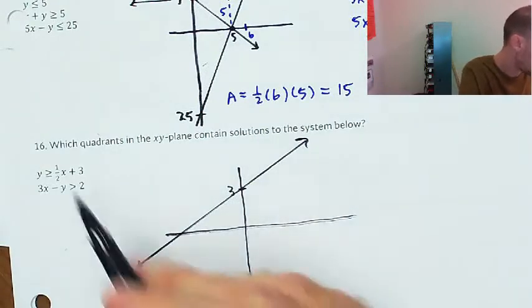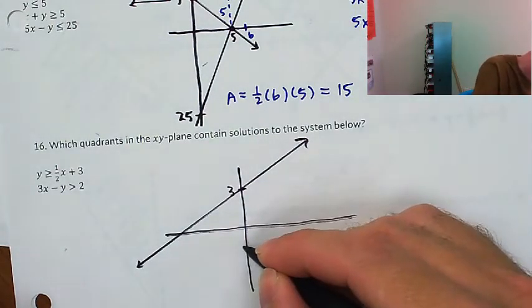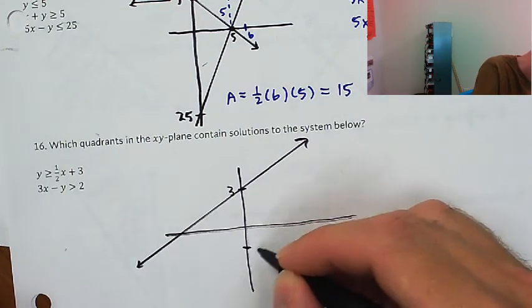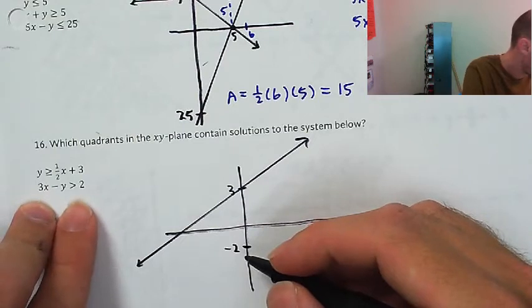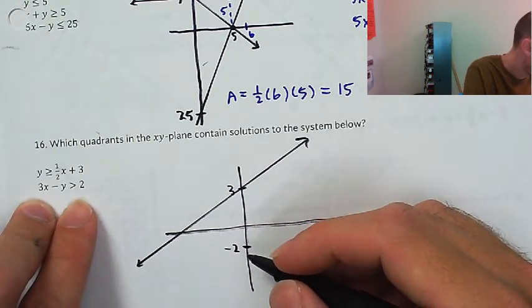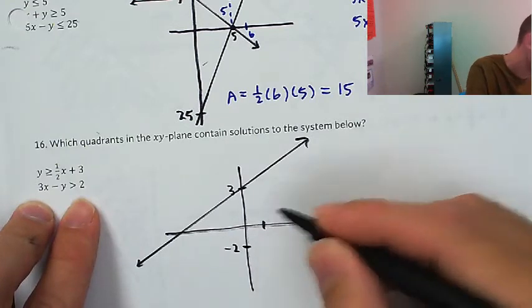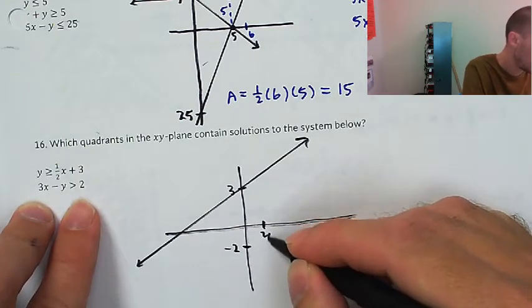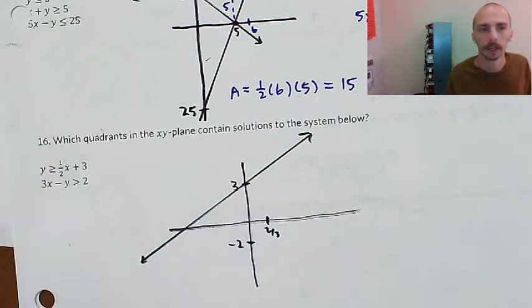Okay, and then 3x minus y is greater than 2. So that's going to have a y-intercept of negative 2, and an x-intercept of 2 divided by 3. So really right there, maybe. I don't know. Probably not drawn to scale. I'm going to move that.